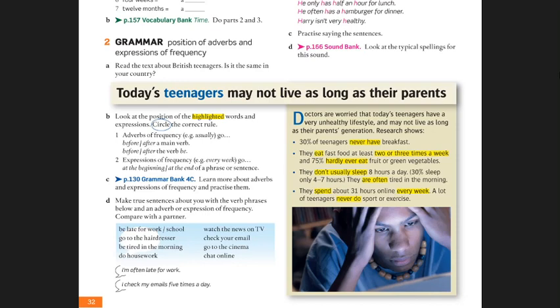And then rule number 2, expressions of frequency. For example, every week, go at the beginning or at the end of a phrase or sentence. So you have to read and pay attention to the highlighted words and phrases and circle the right rule, okay? When you finish that, you have to go to the grammar bank part in page 130, okay? Go there and let's do the activities.